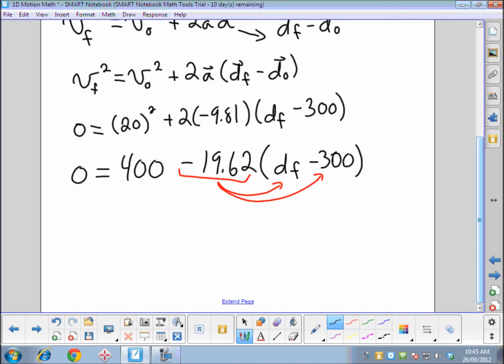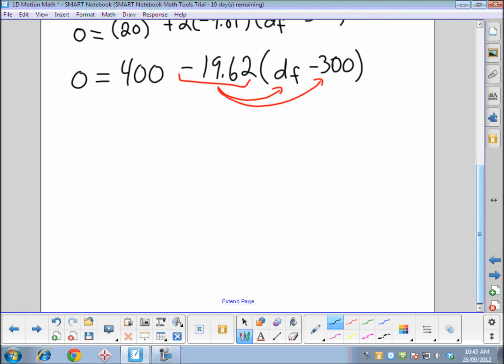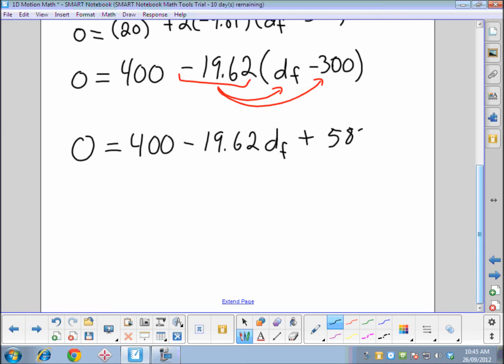So 0 equals 400 minus 19.62 df, or maximum height in this question, plus 300 times 19.62, which is 5886, so thereabouts. So notice it turned into a positive as it's a negative multiplied by a negative. Simplifying a little bit and bringing numbers to the left side of the equation, negative 6286. So that number comes from doing 5886 plus 400 equals negative 19.62 df. Dividing both sides by that negative 19.62 gives us 320 meters as our maximum height.